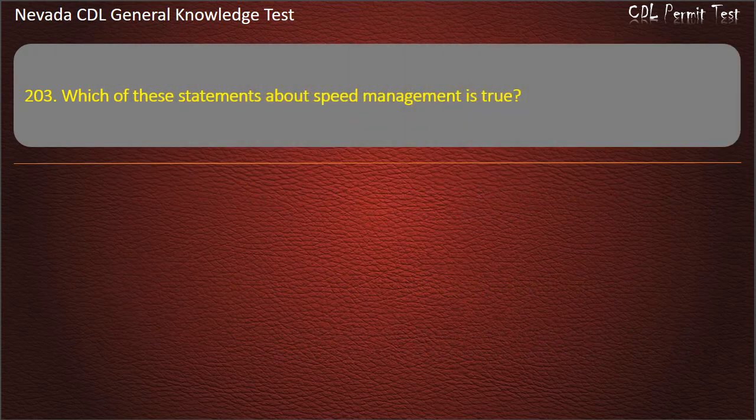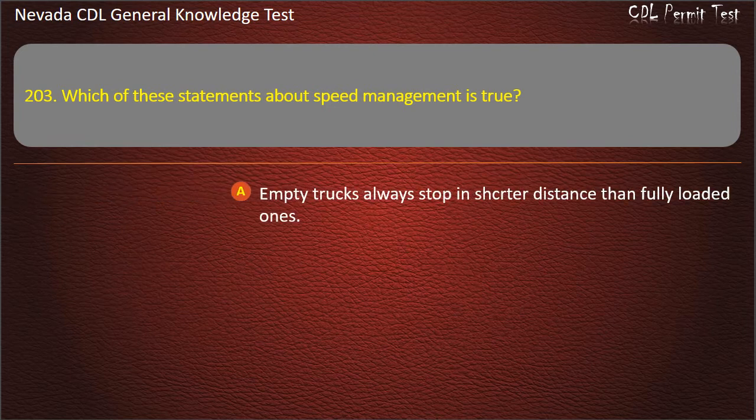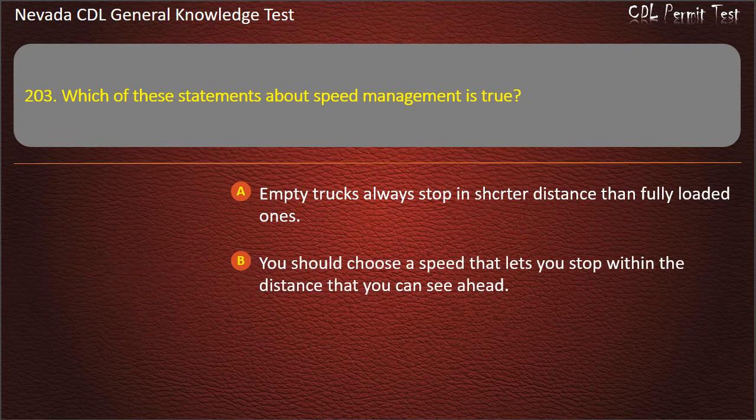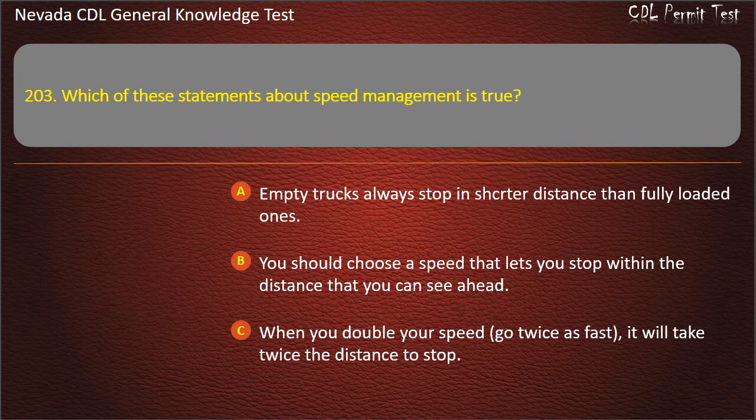Question 203. Which of these statements about speed management is true? Empty trucks always stop in shorter distance than fully loaded ones. You should choose a speed that lets you stop within the distance that you can see ahead. When you double your speed, go twice as fast, it will take twice the distance to stop. Answer. You should choose a speed that lets you stop within the distance that you can see ahead.